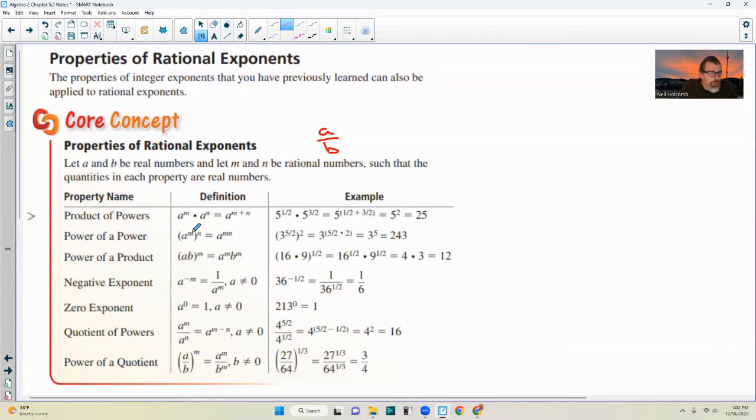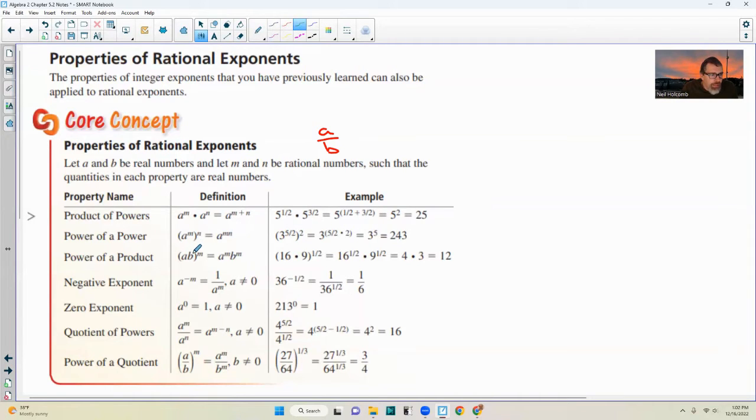The power of a power rule says to multiply. Power of a to the m to the power of n is a to the m times n. So if we had 3 to the 5/2 and then we square it, it's 3 to the 5/2 times 2, or 3 to the 5th, and that's 243.